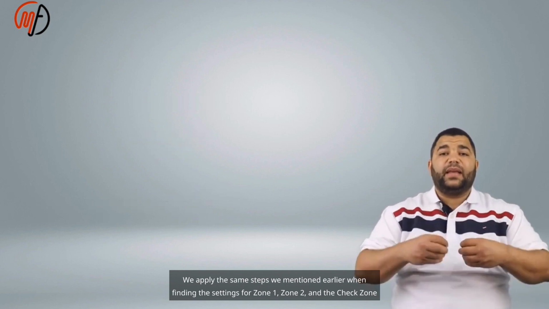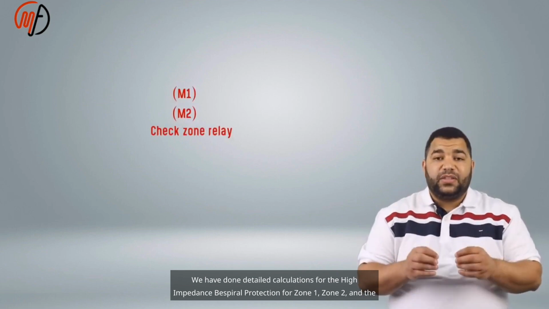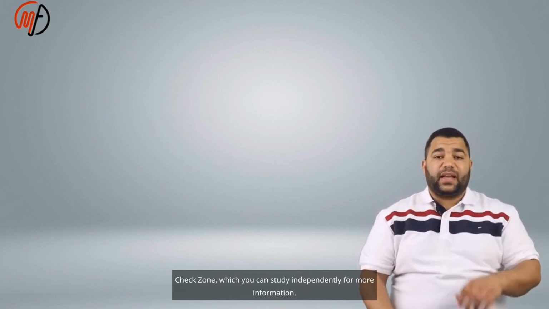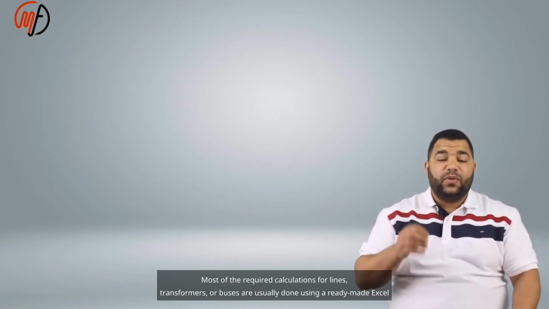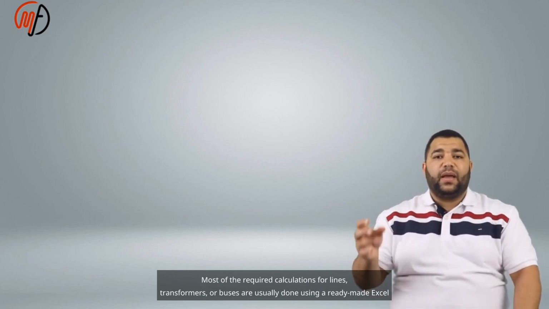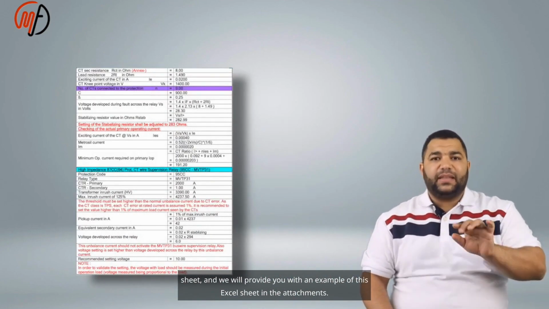We apply the same steps we mentioned earlier when finding the settings for Zone 1, Zone 2, and the check zone. We have done detailed calculations for the high impedance bus protection for Zone 1, Zone 2, and the check zone, which you can study independently for more information. Most of the required calculations for lines, transformers, or buses are usually done using a ready-made Excel sheet, and we will provide you with an example of this Excel sheet in the attachments.